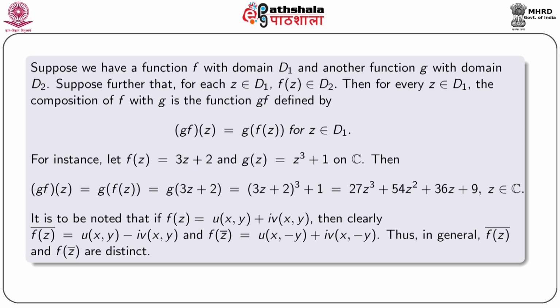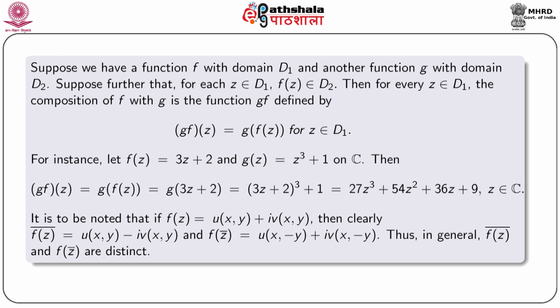For instance, we assume that f(z) = 3z + 2 and g(z) = z cube + 1 defined on C. Then gf(z) = g(f(z)) = g(3z + 2) = (3z + 2) whole cube + 1, and by simple calculation we get this equal to 27z cube + 54z square + 36z + 9, where z lies in C.